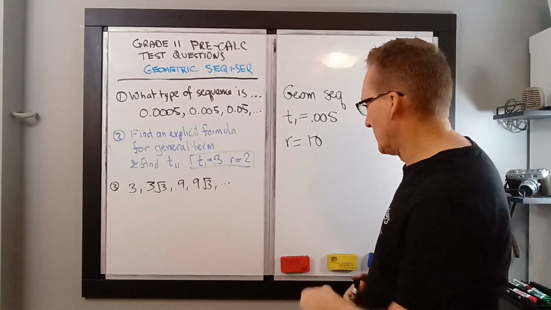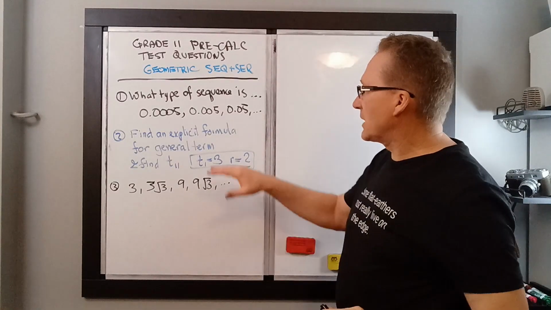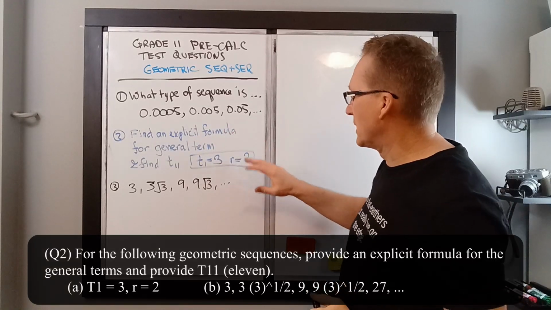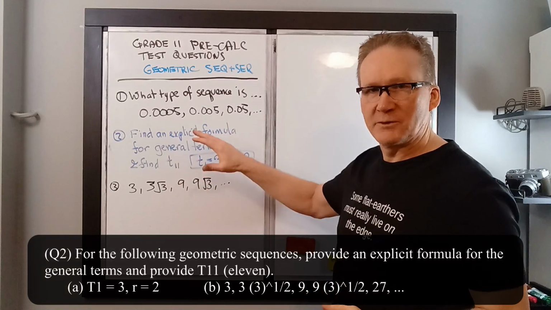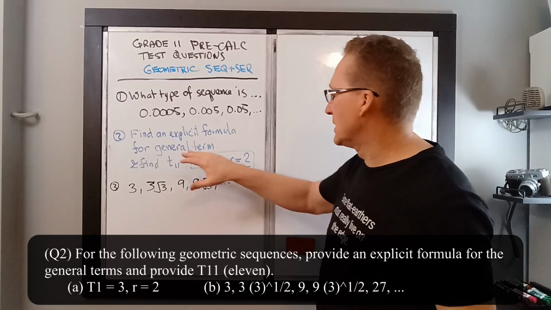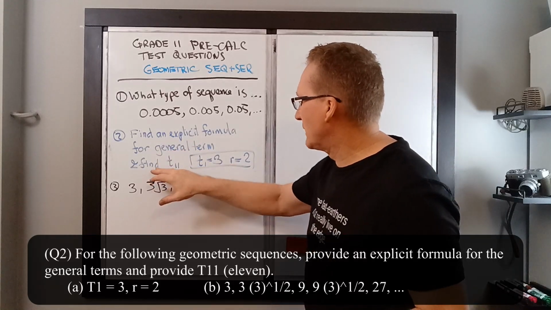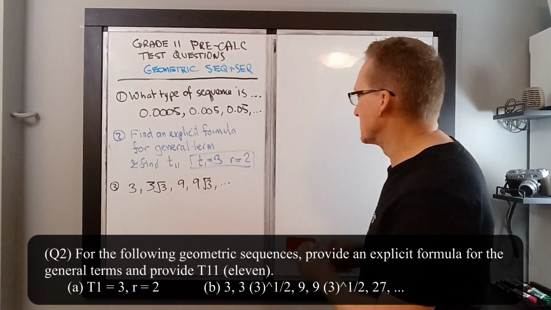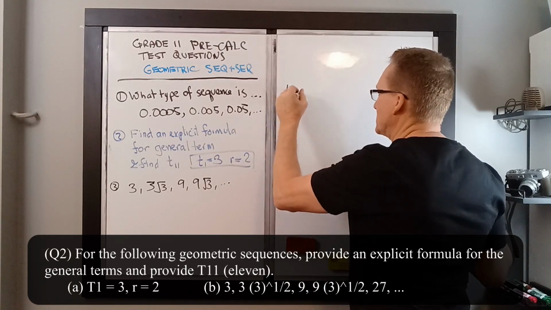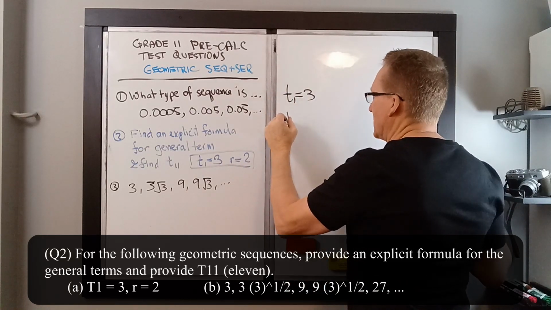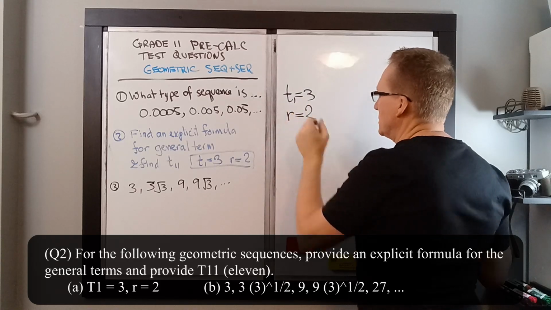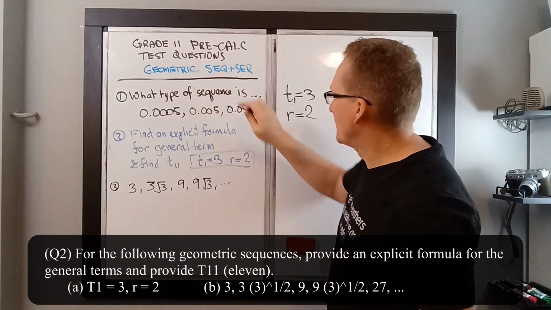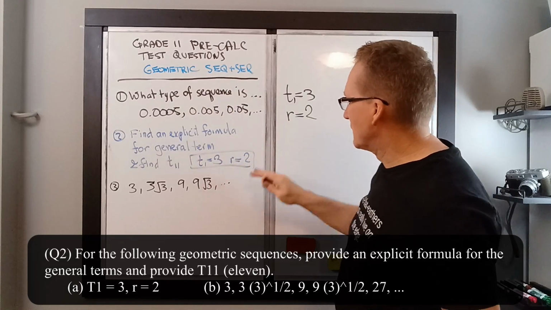Let's take a look at the second one. I'm going to erase this here. For the second one here, they want us to find an explicit formula. An explicit formula is one that is easy to plug in the values for n. I'm going to show you how to derive that for the general term and find T11. T1 is equal to 3 and the common ratio is equal to 2. So we've already determined that it's a geometric sequence and we want to find a general formula for that.